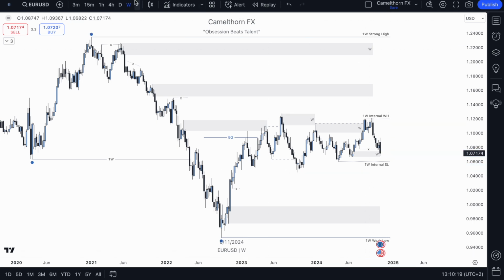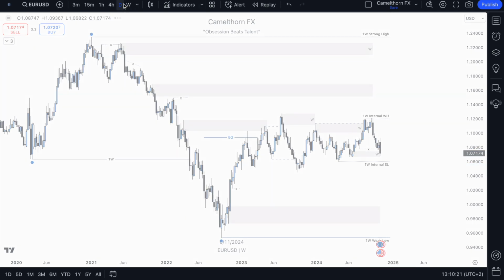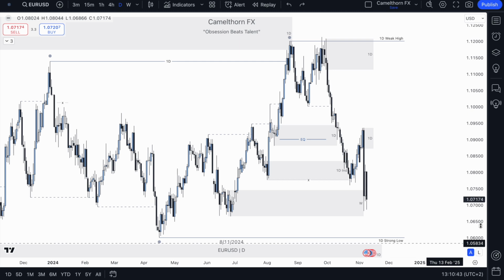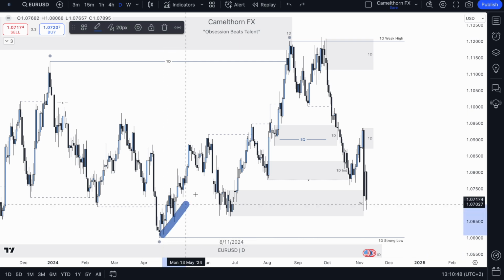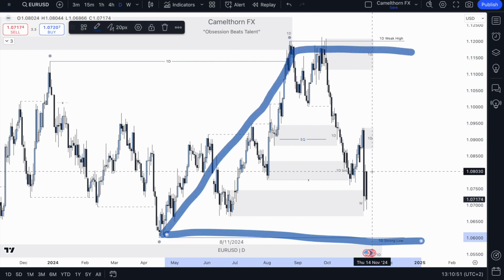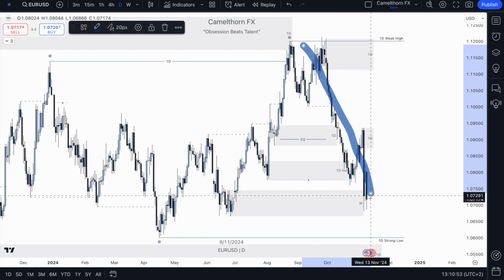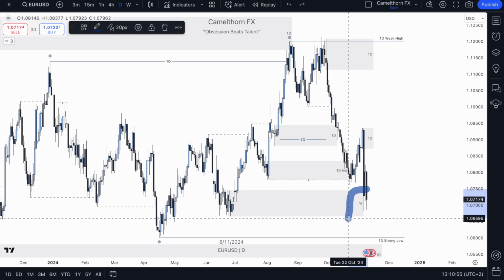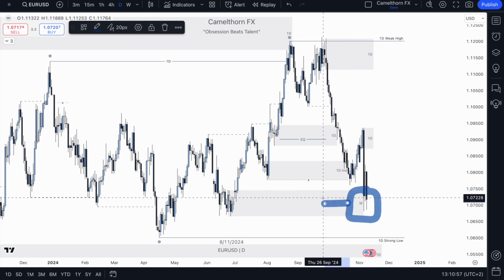And so if we now drop down to our daily time frame, which is the internal of our weekly time frame, we can see that we are currently bullish. We have our bullish daily range. We have our daily pullback, which has come in to mitigate this weekly demand zone.